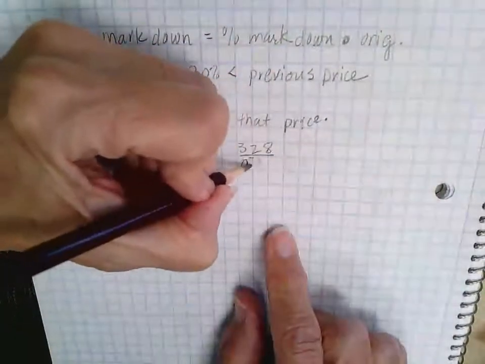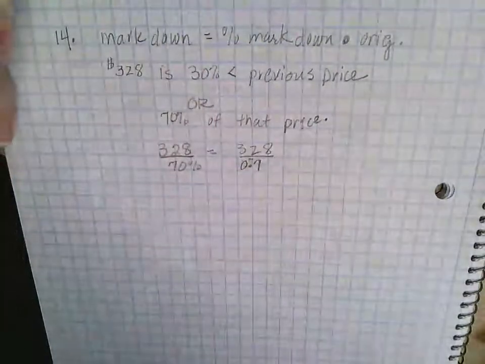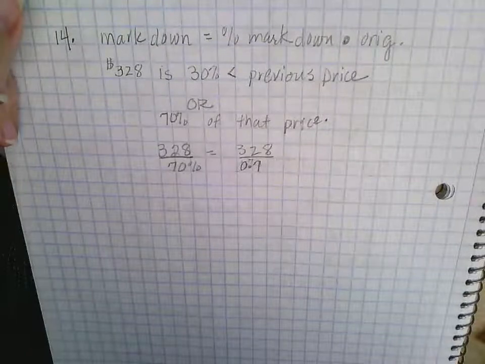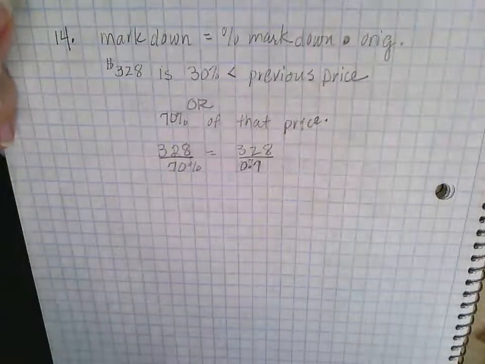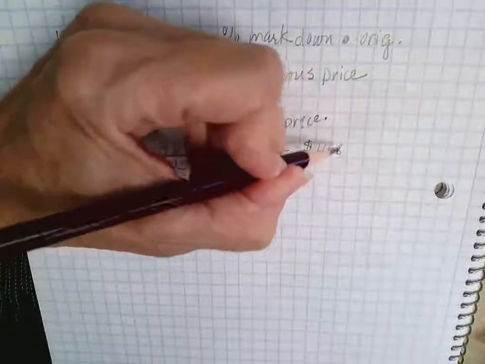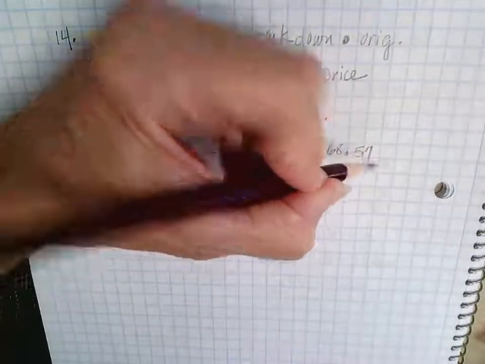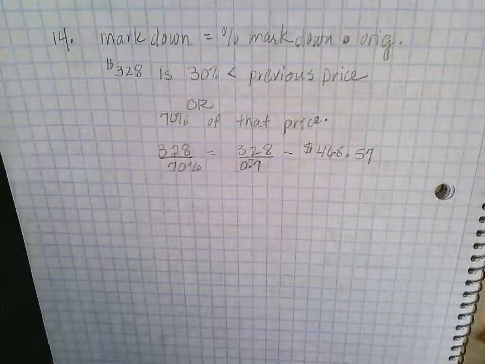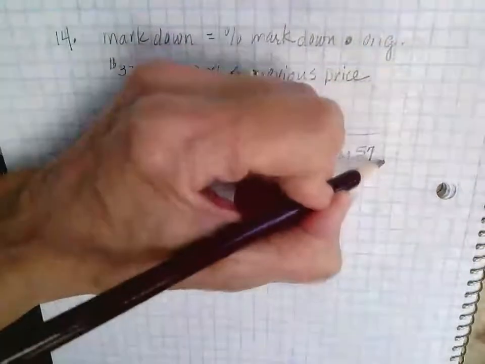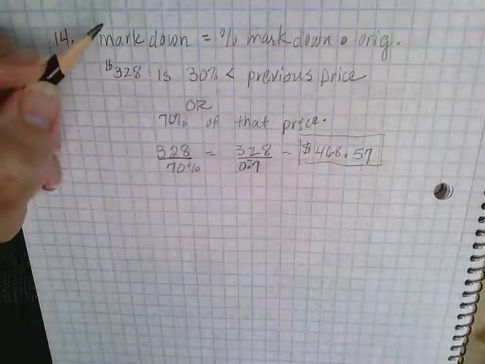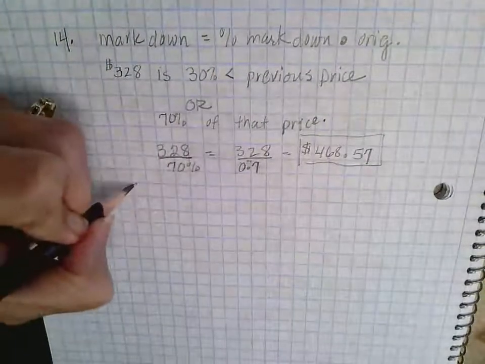So that's going to be 7/10, 70/100. And when we divide by 7/10, we find the previous sales price is $468.57. Now, that sale price, this one right here, is 10% less than the original.